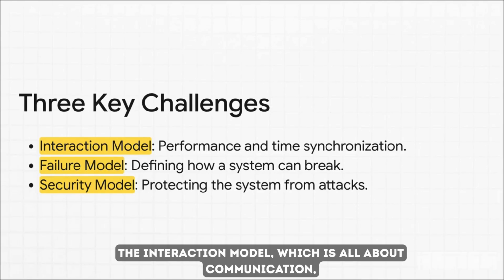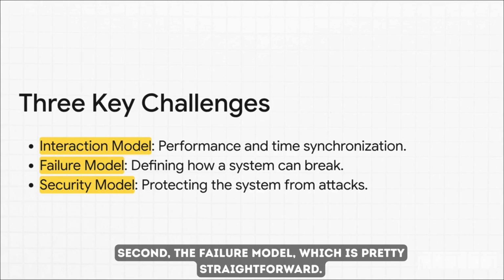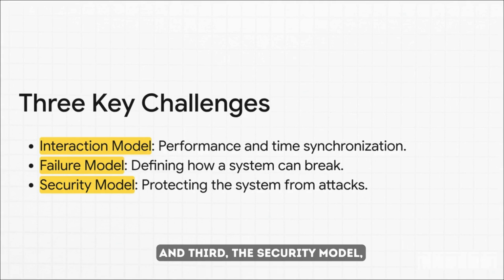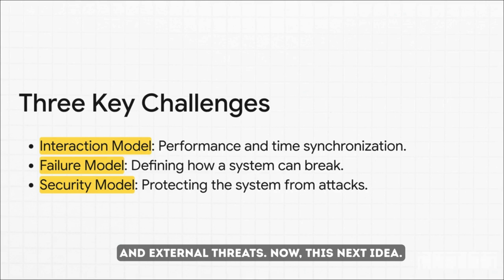First, the interaction model, which is all about communication, performance, and the massive headache of time. Second, the failure model, which is pretty straightforward. It's all about what can go wrong and how things can break. And third, the security model, which deals with how we protect the system from bad actors and external threats.